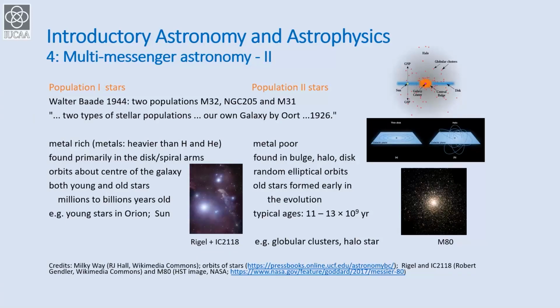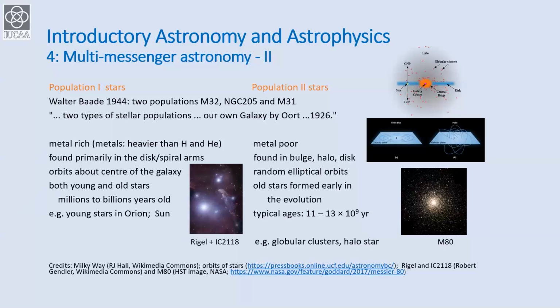The population 2 stars are believed to be old stars formed early in the evolution. So they're metal poor. They could be less than 1/10, less than 1/100 that of the sun, or even far less than that in some cases. They're found in the bulge, halo, and also in the disk of the galaxy.